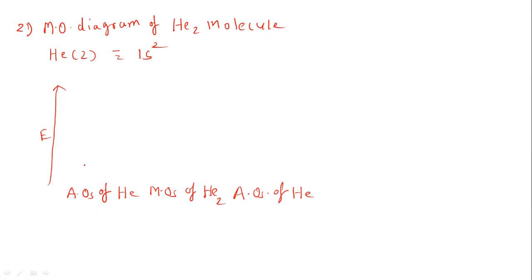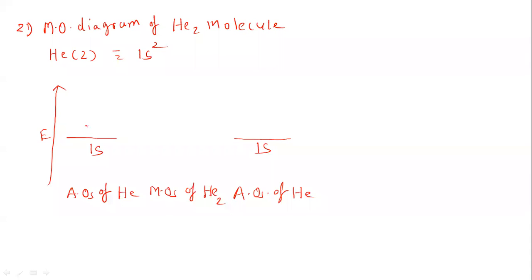See, there is only one atomic orbital, 1s. So represent here the 1s atomic orbital of this helium atom. Similarly here, the 1s atomic orbital, which has the same energy level and same symmetry. On the basis of molecular orbital theory, we know that two overlapping atomic orbitals must have the same symmetry and the same energy. Then they can overlap and give molecular orbitals, with the formation of one bonding molecular orbital and one anti-bonding molecular orbital.